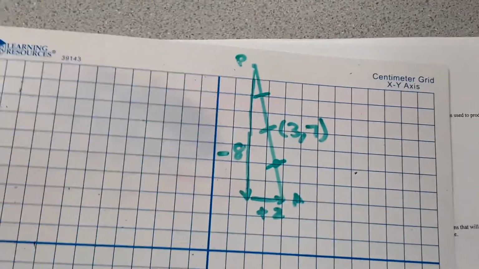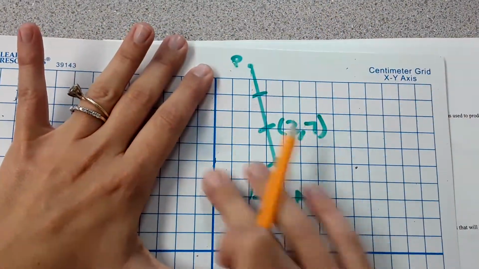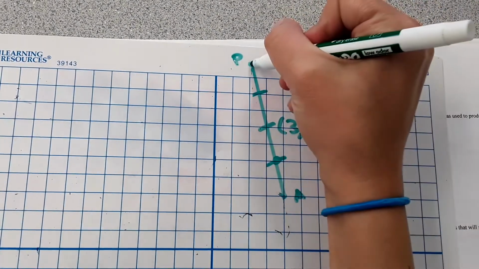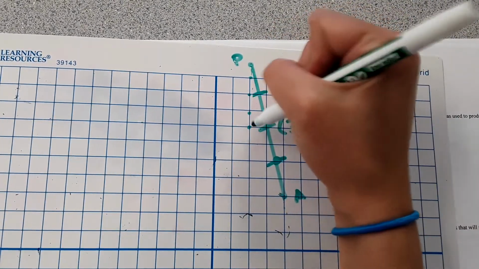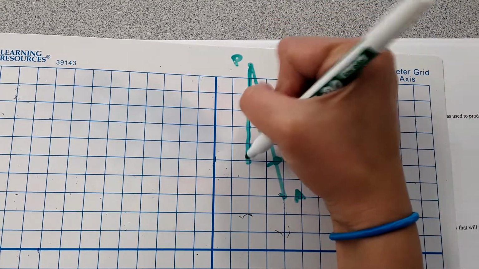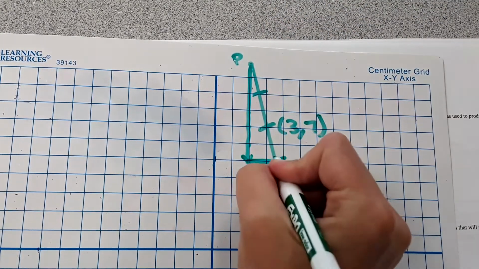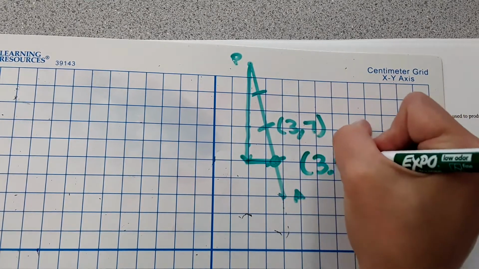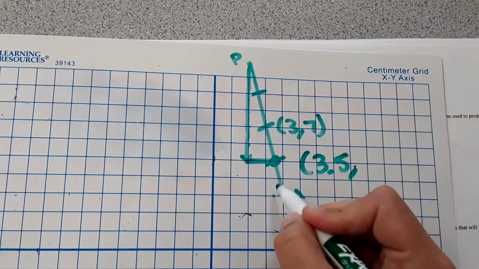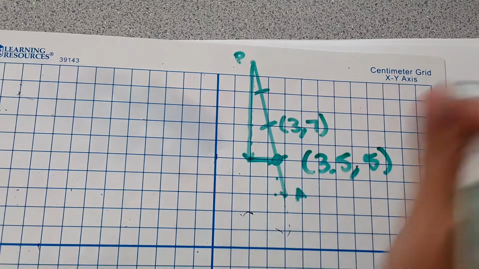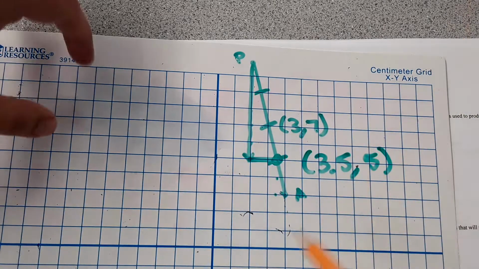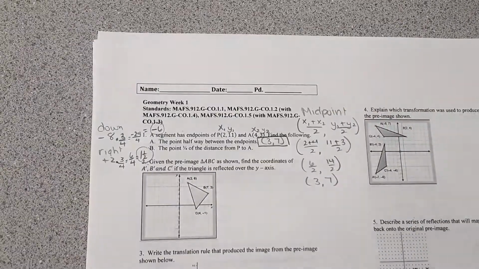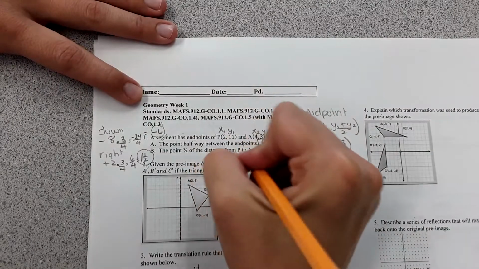erasing this here. You could count down 6. 1, 2, 3, 4, 5, 6. So go down 6, and then go over 1.5, and we land at this point, which is at 3.5, 1, 2, 3, 4, 5. 3.5, 5. And that is our point 3/4 of the way to A. And then I'm going to write this over here, 3.5, 5.